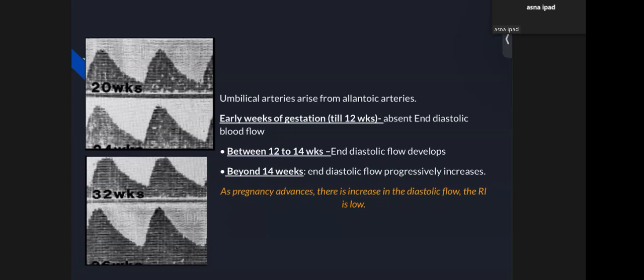Up till 12 weeks of gestation, there is no end diastolic blood flow. This is normal in early gestation, but later on it becomes pathological. Between 12 to 14 weeks, the end diastolic flow develops. Beyond 14 weeks, end diastolic flow progressively increases. So again, as pregnancy advances, there's an increase in diastolic flow, increased blood flow, meaning RI is low.